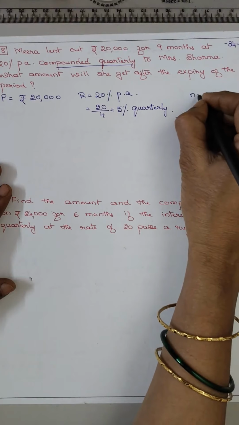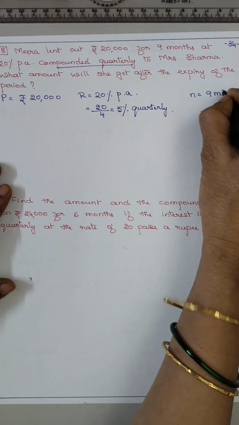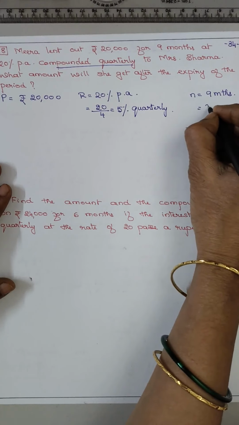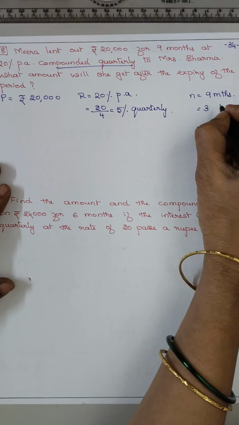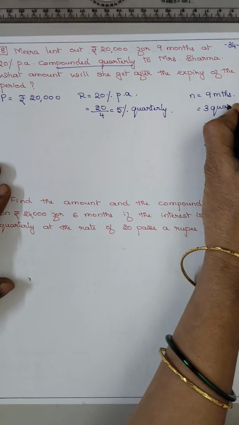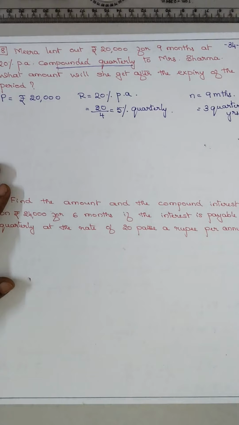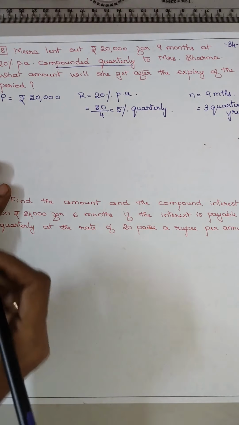N is equal to 9 months. 9 months मतलब कितना quarter होगा? 3 3s are 9, isn't it? 3 quarter years. याद है? 1 quarter is 3 months. So 9 months is 3 quarter years.